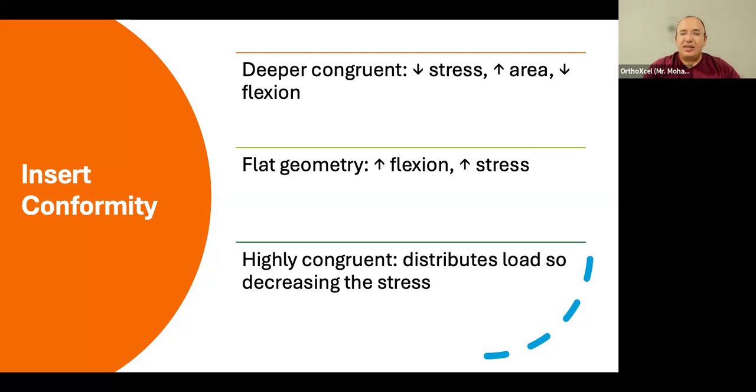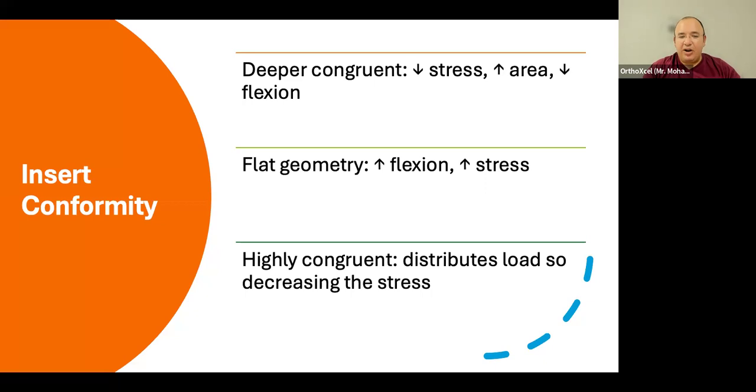But on the other side, this makes more stress on the bone cement interface, the metal cement interface and cement bone interface. So the more you get your insert congruent, the more you have a conformation of the articular surface. This gives you more freedom to move, but at the same time, it increases the stress over the bone cement interface and the cement implant interface.